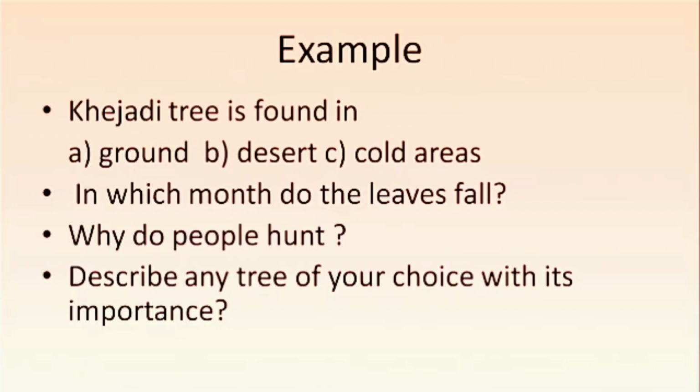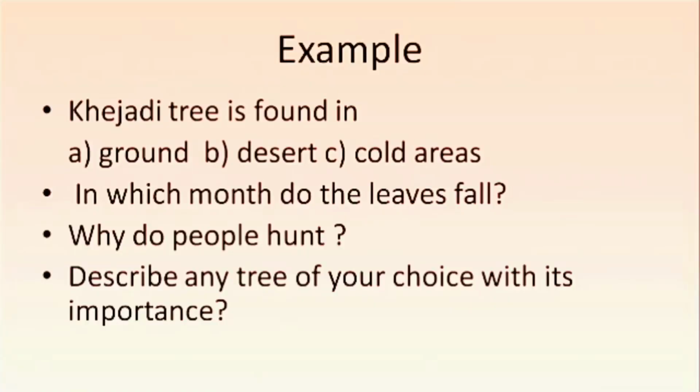Here are some examples of objective type questions. For example, there was a chapter about trees. I have taken one example: Khejri tree is found in, where is it found: ground, desert, cold areas. Similarly, we can frame more examples. Why should we grow plants, which trees are grown in the desert area, which trees are grown in the cold areas. So many, and we can give them options, 2 options, 3 options, 4 options. These are objective type questions, and they can be used to assess cognitive domain objectives.